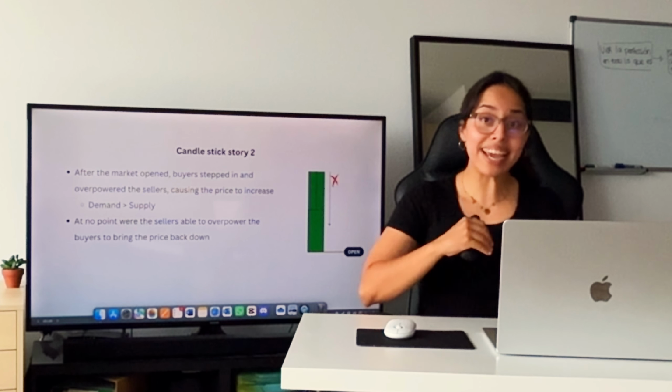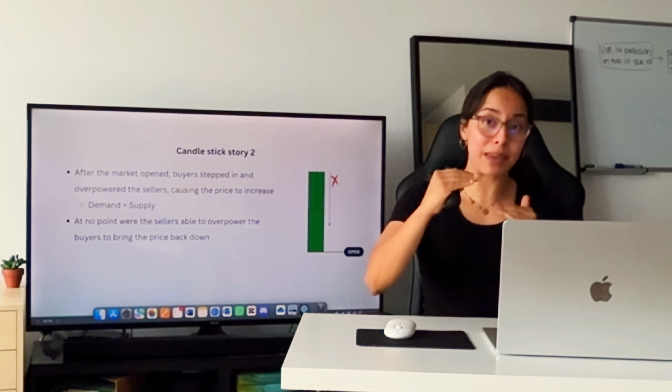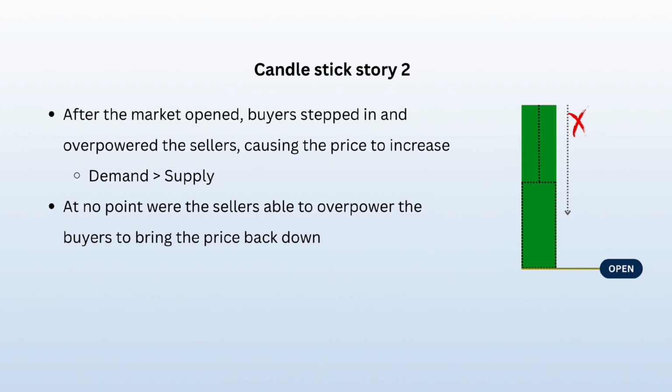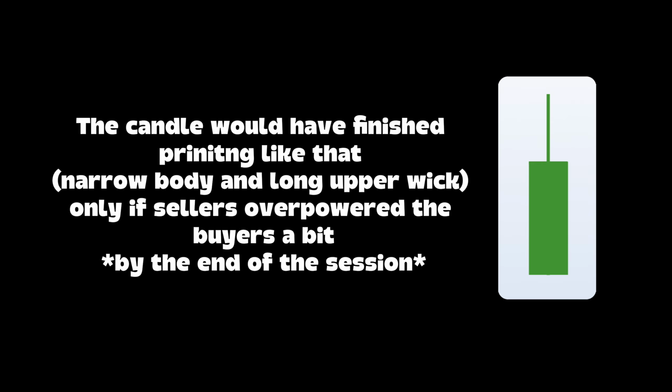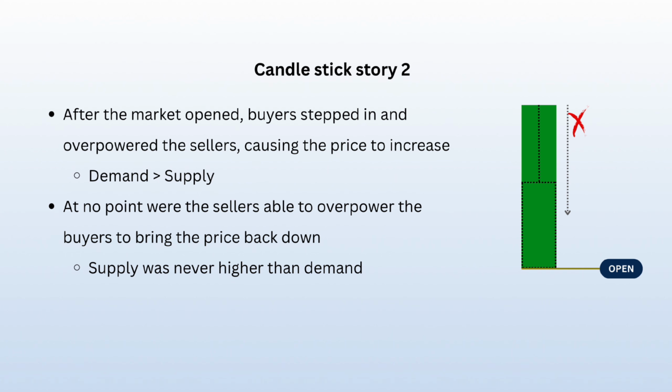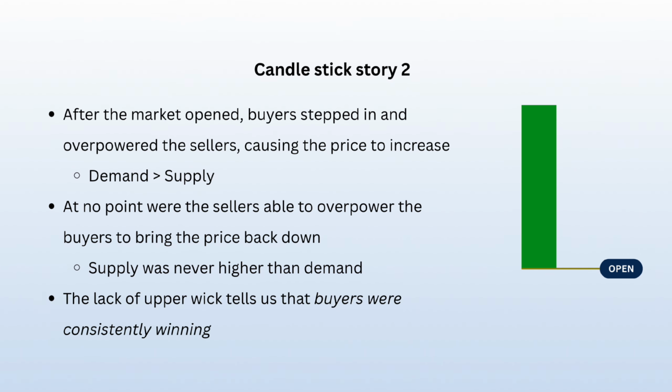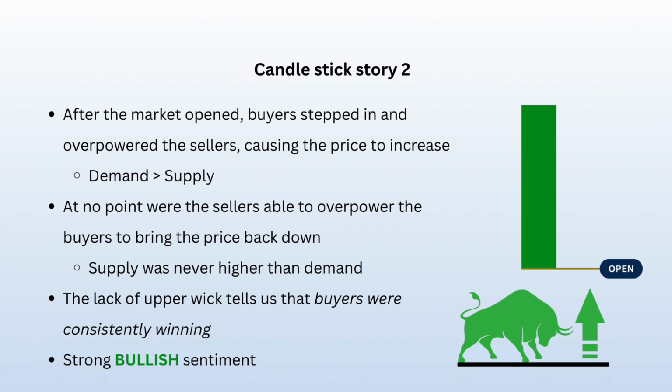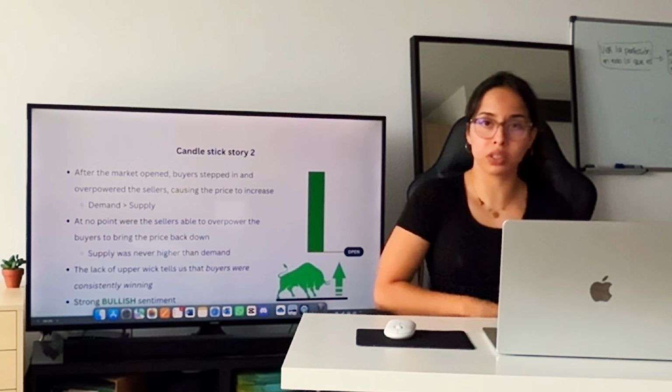And I say this because if the sellers were able to step in, then that means that the green rectangle would have been compressed on the upside, and the rectangle would have become less white, creating the famous upper wick. So that means that supply was never higher than demand, and therefore we can conclude the following. The lack of upper wick tells us that buyers were consistently winning. In other words, there was strong bullish sentiment. Green equals buyers equals bulls.